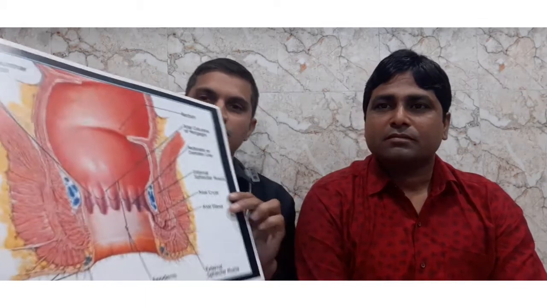Today we are going to discuss fissure in ano. How can we diagnose and differentiate the fissure in ano from internal bleeding piles? This is the anatomy of the anal canal. This is the anal canal and this is the dentate line.